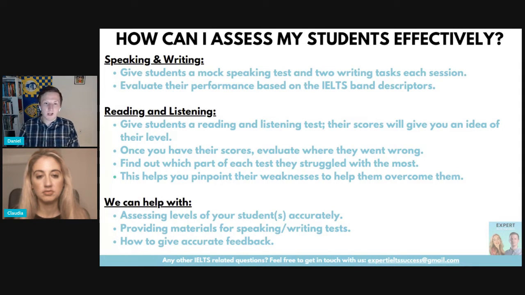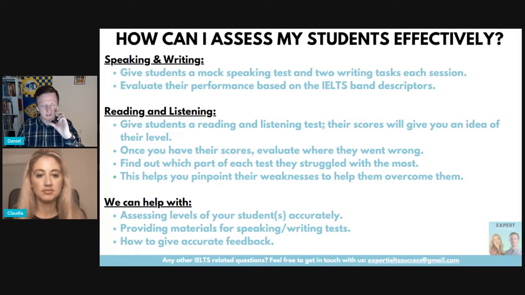And then most importantly, how to give accurate feedback. It's really easy to say, great, amazing, fantastic, wonderful. That doesn't have any value. So how can we give specific feedback? Okay, so you're assessed in these 4 parts of the speaking test. They're all worth 25% each.